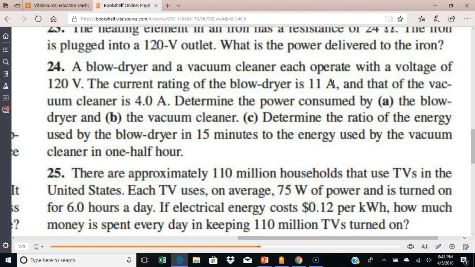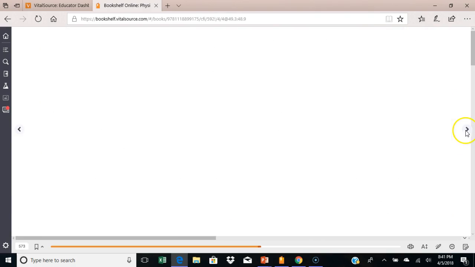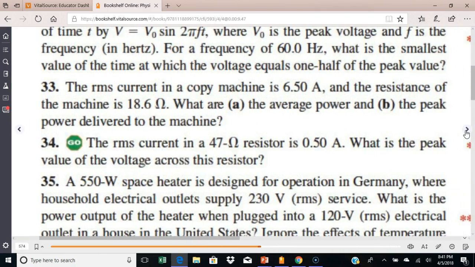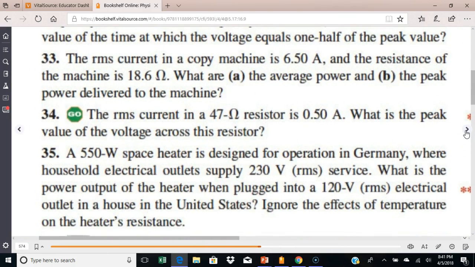Okay. Let's do another example. How about number 33? Alternating current. The average current in a copy machine is 6.5 amps, and the resistance of the machine is about 18.6 ohms. What's the average power? And what's the peak power delivered to the machine?